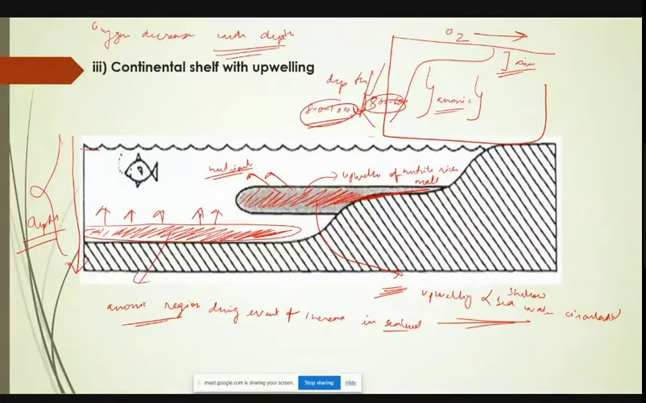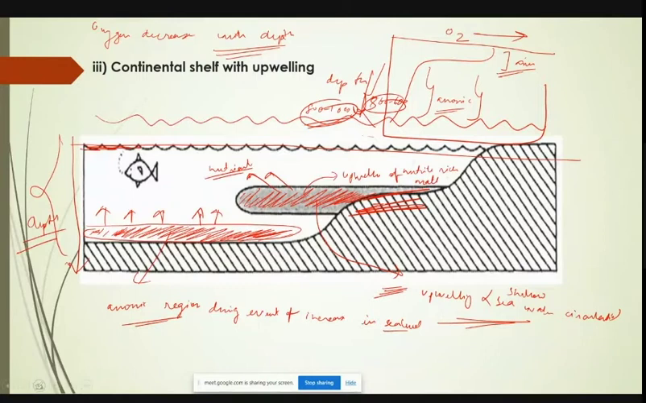So if this is the surface of water, this will also go up. Now this is the new surface of water. So everything will go up, except the nutrients, because nutrients are settled in the shelf area. This is the shelf area and nutrients are settled over this. The water will go up. So this anoxic region will also go up.